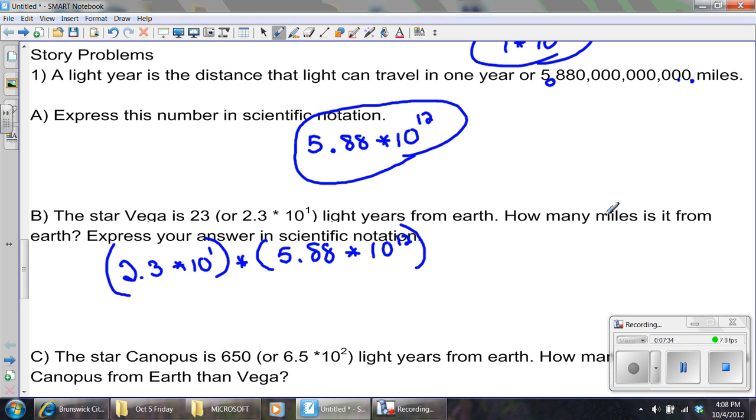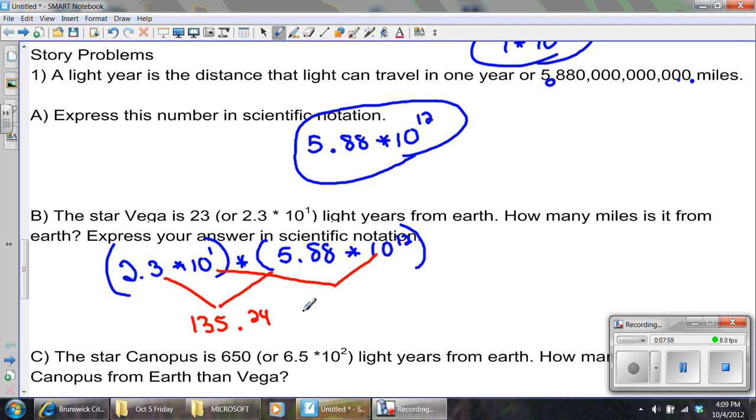All right. So I'm going to multiply the 2.3 times the 5.88, and my calculator told me that was 135.24. Now I don't like that number. You probably realize it's in the wrong place, but I'll fix it in a minute. Okay, the decimal point's in the wrong place. All right, I'm going to do 10 to the 1st times 10 to the 12th, and I'm going to get 10 to the 13th power.